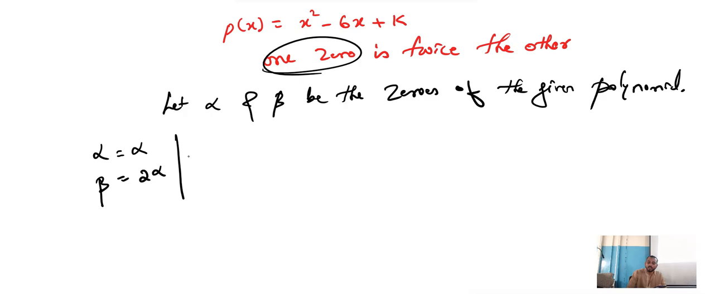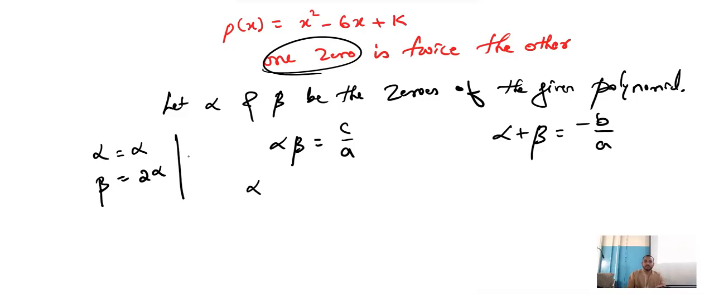So can we write here, we know that alpha into beta equals C by A. We have both. If you want, you can take alpha plus beta equals minus B by A also. If you want, you can take alpha into beta as C by A also. Are you getting my point? Now, what is alpha? Alpha is alpha only. What is beta? 2 alpha equals C by A, K by 1. 2 alpha into alpha, alpha square. Now, what is alpha? Don't know.